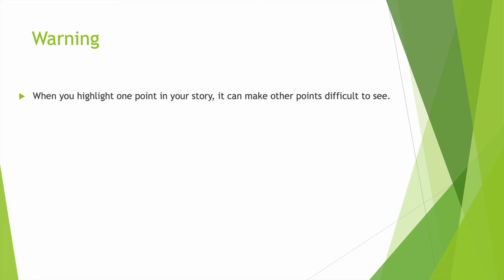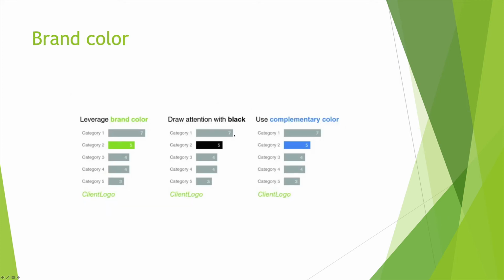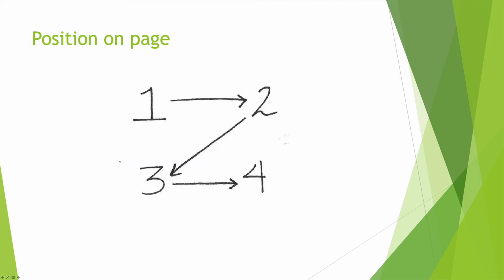When you highlight one point in your story, it can make other points difficult to see. That's important to understand when you're talking about a story. This right here can be risky because I think personally we're using too many colors, and that to me is confusing. This right here is a little bit easier to follow. Leverage brand color, draw attention with black. Certain ones like client logo, this is good. Like I said, if you're using something with the client, use whatever their colors are.